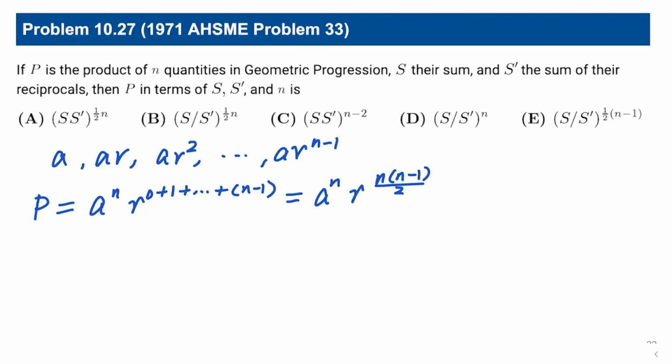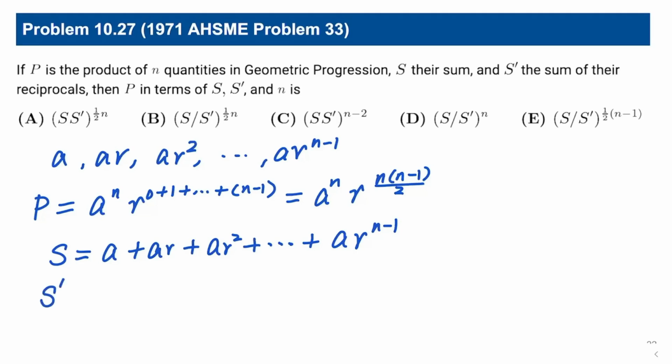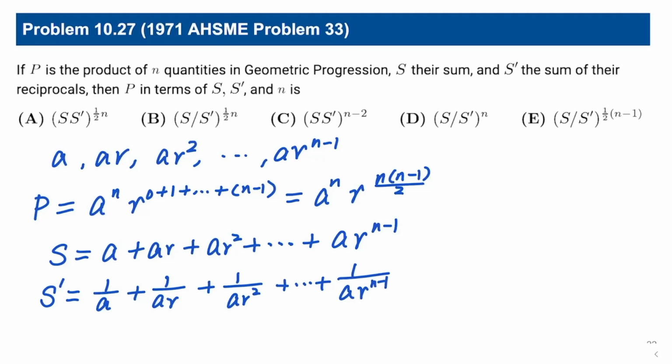S is their sum, so S equals A plus AR plus AR squared and so on plus AR to the power n minus 1. S prime is the sum of the reciprocals. S prime is 1 over A plus 1 over AR plus 1 over AR squared and so on plus 1 over AR to the power n minus 1.